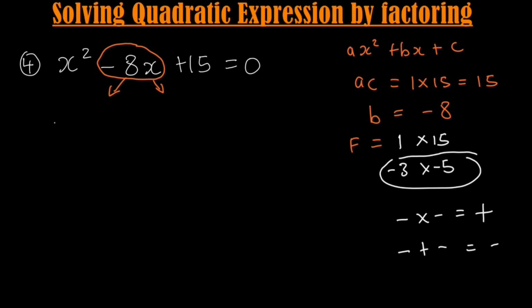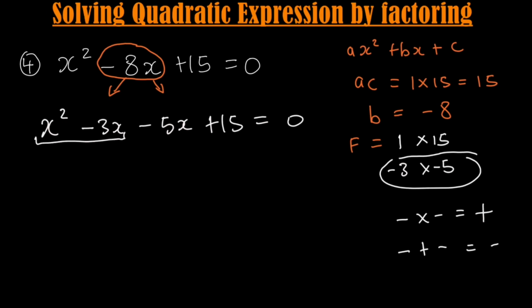So we're going to rewrite our quadratic, so x squared. And for the middle term, we're just going to replace the middle term with negative 3x and negative 5x. So negative 3x, negative 5x, and write back our c, which is 15, and write back our equal sign. So now we're going to factorize. Looking at all 4 terms, we realize that they don't have anything in common, so we cannot factor out a common factor. But we realize that we can pair them and factorize. So we're going to go ahead and do that.